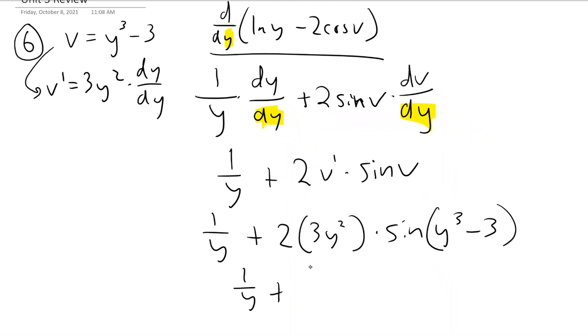So 1 over y plus 6y squared times the sine of y cubed minus 3.